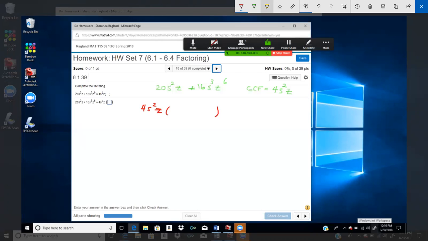So now we have to write what's left on the inside. In essence, when I pull that out, I'm dividing out 4s squared z from each one. Now simplify. This is what you did in chapter 5. Reduce that. So 20 over 4, that's 5. And then the s squareds cancel and the z's cancel. So you're just left with 5. Plus, and then simplify this fraction. 16 over 4 is 4. And then s cubed over s squared is s. And then z to the 5th, because that's 6 minus 1.